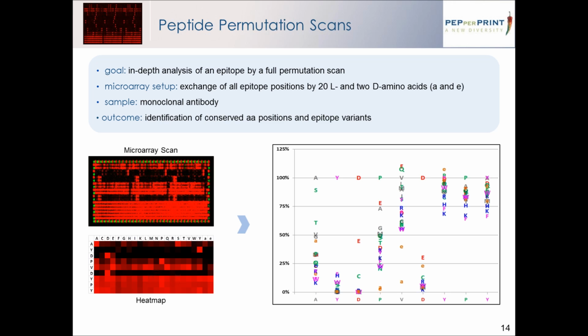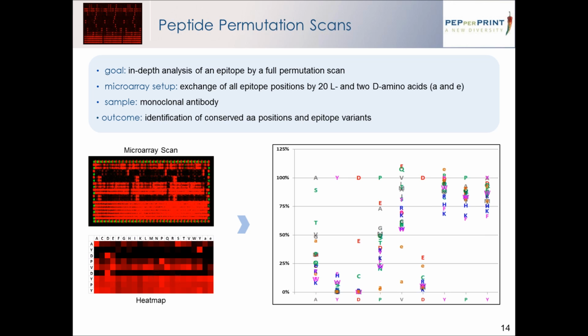Here, each amino acid position of the starting peptide is replaced by the 19 remaining L amino acids. And since the printer has 4 additional printing units, we also incorporated D amino acids in the scan. In the example shown here, we scanned the HA epitope and incubated it with the anti-HA antibody. We printed 3 array copies with spot duplicates next to each other, which you can see here on the microarray scan.